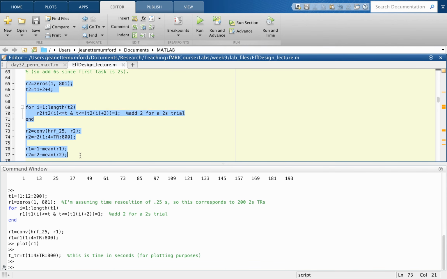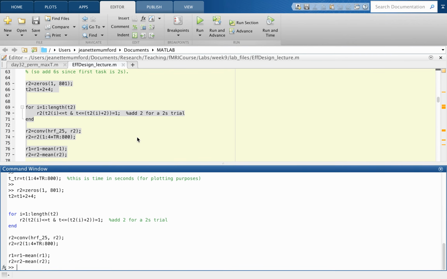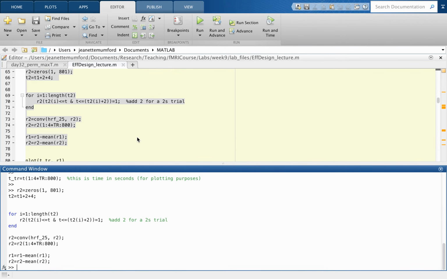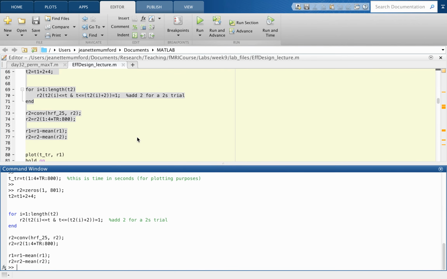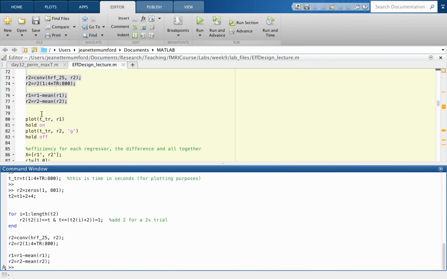And then I just mean center the 2 regressors, because you can either mean center or you can put a column of 1s in your design matrix. Totally equivalent. I am just mean centering. That's what FSL does. Notice we're not modeling data. If you're modeling data, you have to mean center your regressors and your data in order to take out a column of 1s in the design matrix. Okay, and we can plot them.